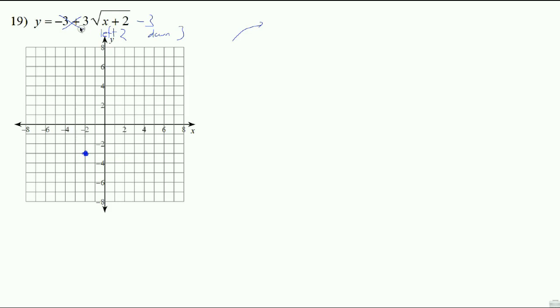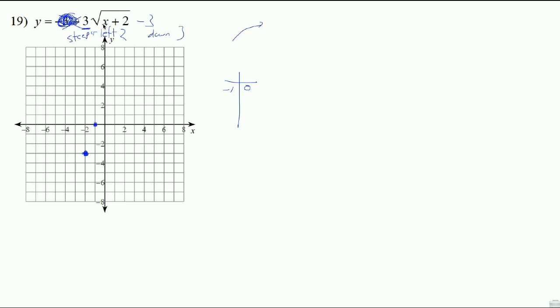We know this 3 here is going to make it steeper, and what we do is we plug in a couple points to see how much steeper. Again, we do want to use points that will be easy to take the square root of. So putting negative 1 in here works out well, because negative 1 plus 2 is 1. The square root of 1 is 1. Times 3 is 3. Minus 3 is 0. Remember, we moved this negative 3, so we don't use this. We move this negative 3 over here. So negative 1, 0.